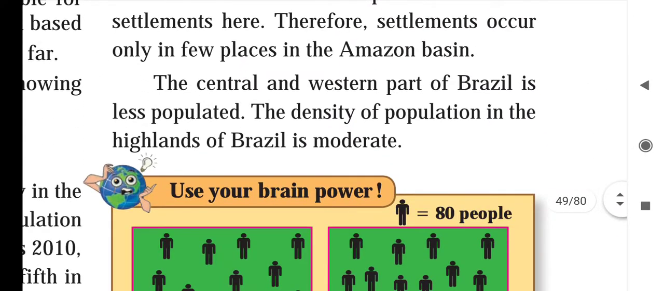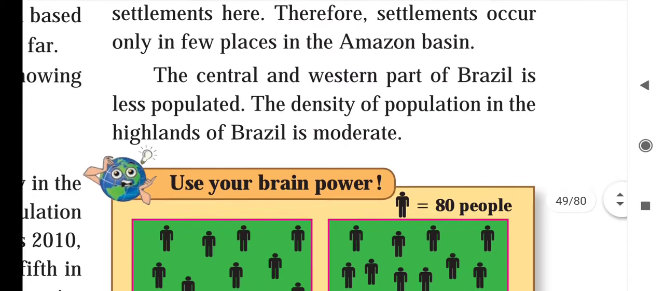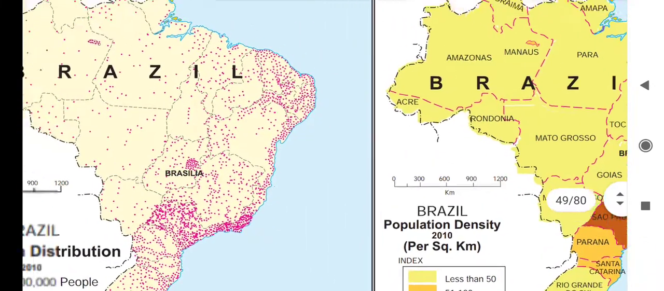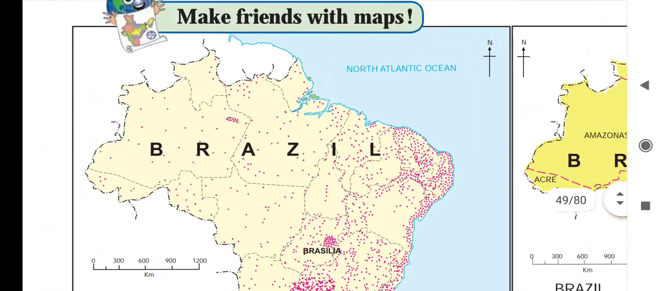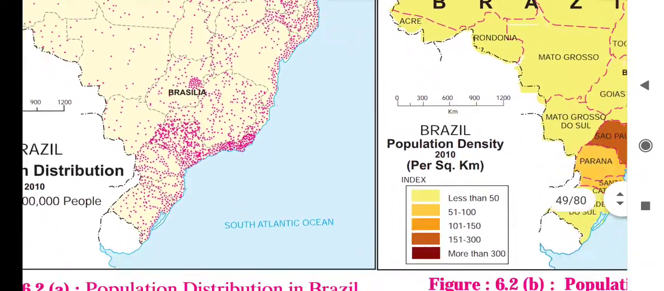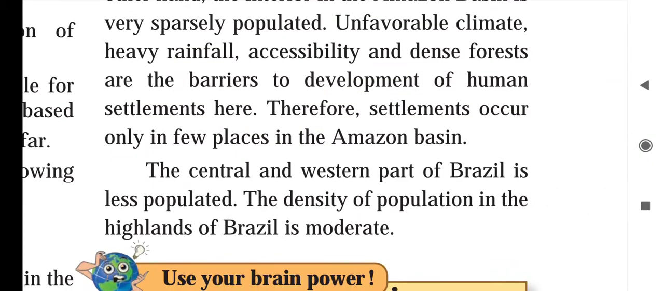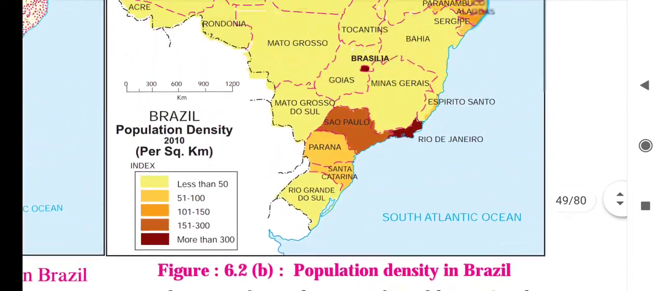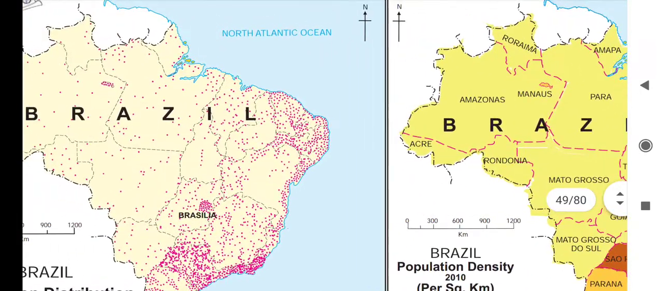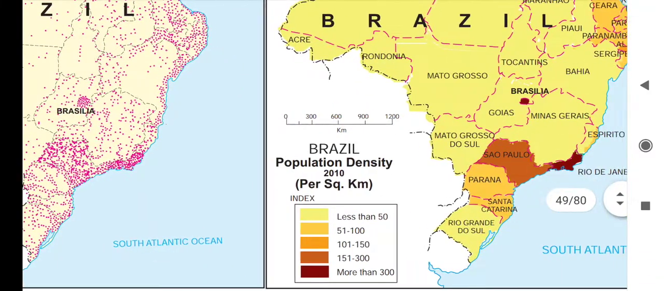The central and the western part of Brazil is less populated. Here we have studied the central and the western part, that is less populated. The density of the population in the highland of Brazil is moderate. In the Brazilian highland, we can see moderate population.